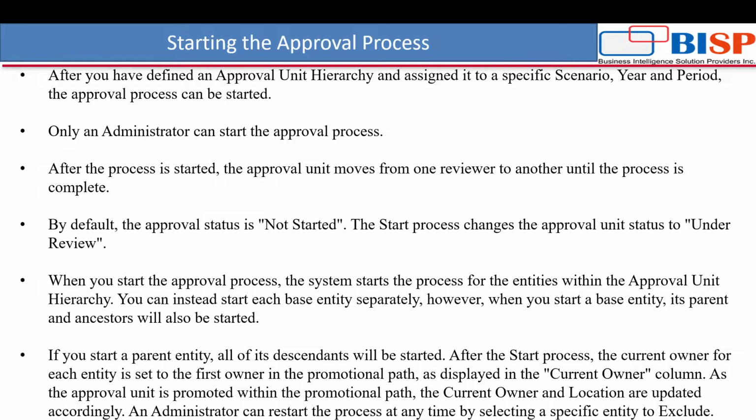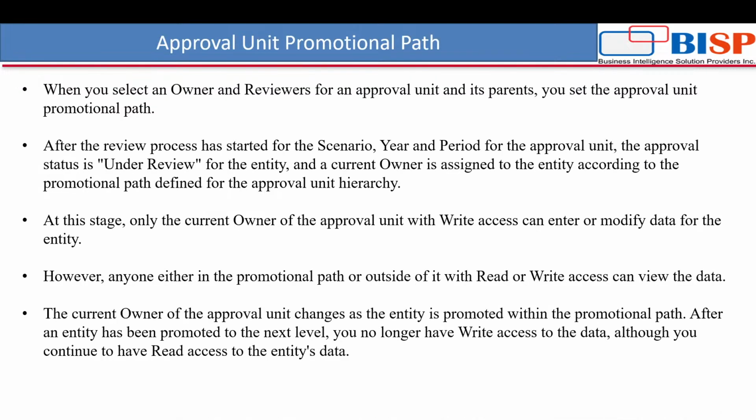So we are done with this one. The next one here is approval unit promotional path. The promotional path is basically the route your data takes as it moves through reviews. At any stage, only the current owner has write access to make changes.